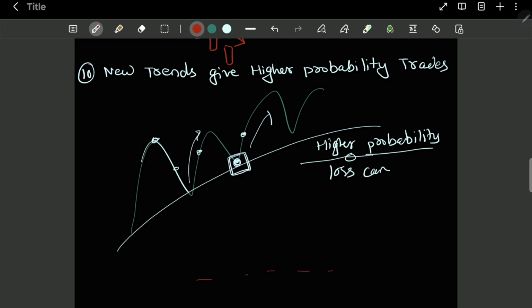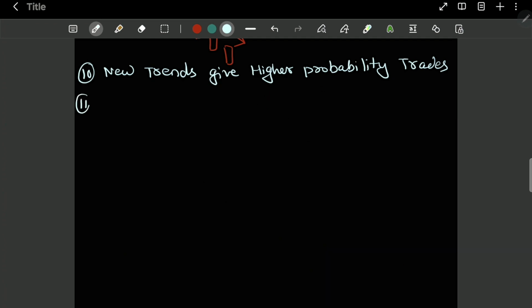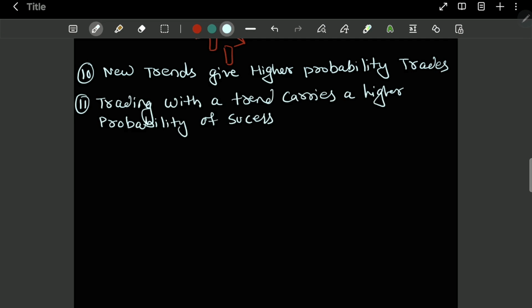Vice versa, if you have any support or resistance and you see any candle giving the breakout or breakdown, this is much more favorable for you to enter the trade rather than somewhere in between. The very important 11th key point is trending with the trend carries a higher probability of success.